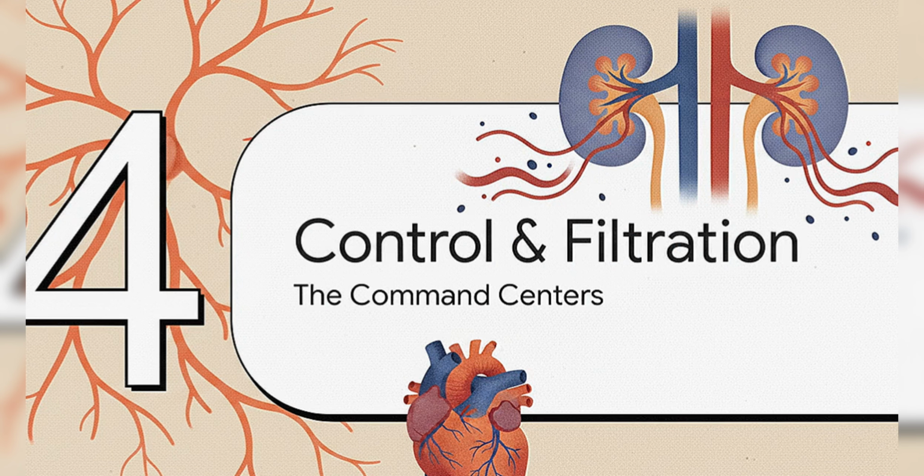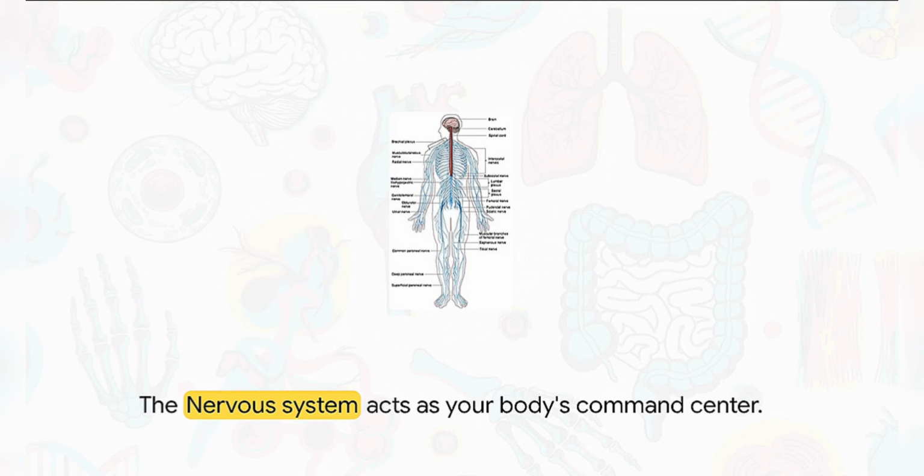Next up, Section 4, Control and Filtration. With all that fuel and oxygen coursing through our veins, we need systems to actually direct the operations and, well, systems to take out the biological trash. Enter the nervous system, your body's ultimate command center. Structurally, it's split into two main parts. You've got the central nervous system, or CNS, which is your brain and spinal cord.